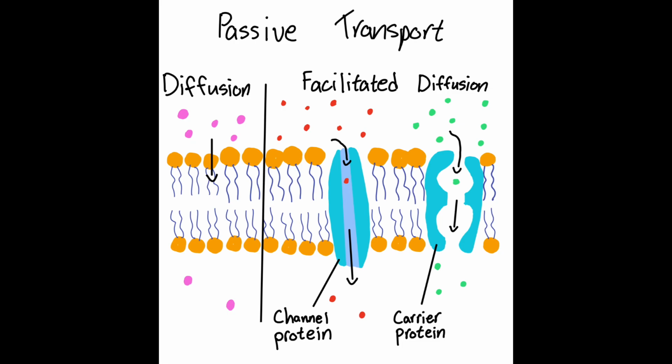Simple diffusion is when molecules move freely through the membrane without any help. This is when oxygen or carbon dioxide slip through the cell membrane. Facilitated diffusion is when some molecules are too big or charged to sneak through the membrane on their own. Like simple diffusion, there's still no energy needed, but instead, proteins, either channel or carrier, help them pass through.